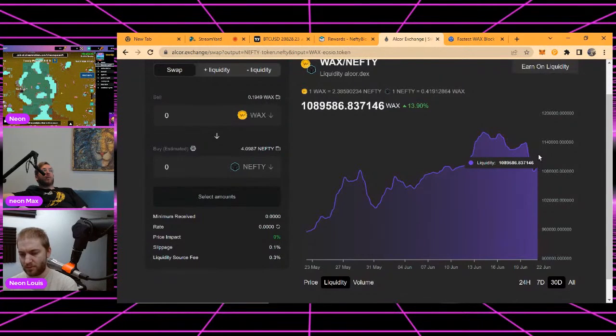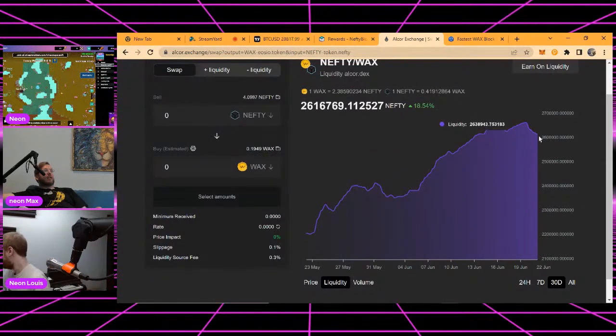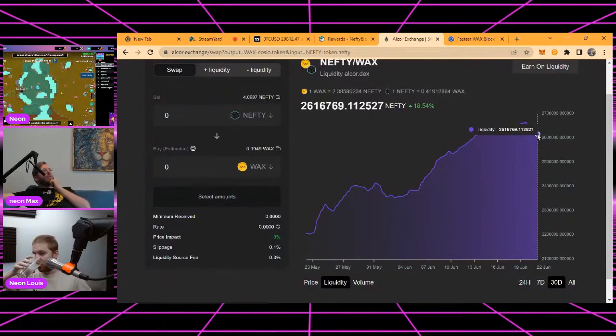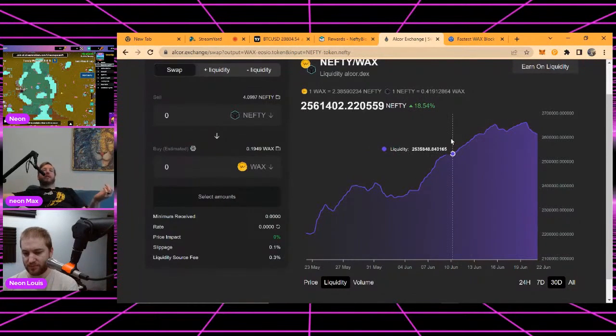1,089,000 Wax, 89,586 Wax in this pool, paired against the equivalent in Nefty, which is 2.6 million. So, or not even 2.6, what is that? 26? No, yeah, 2.6 million. So what that means is this pool is like 2 million Wax deep. There's still a ton of Wax in here.